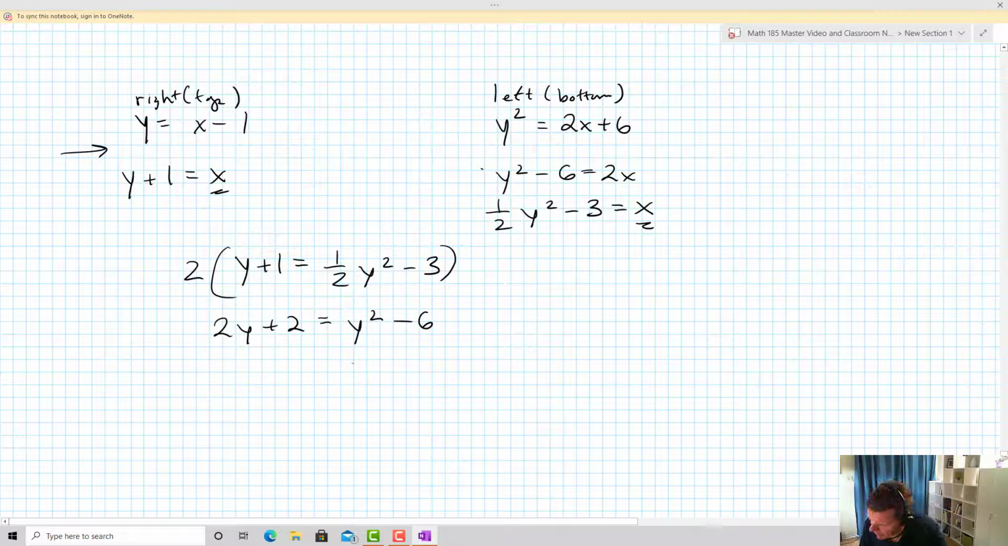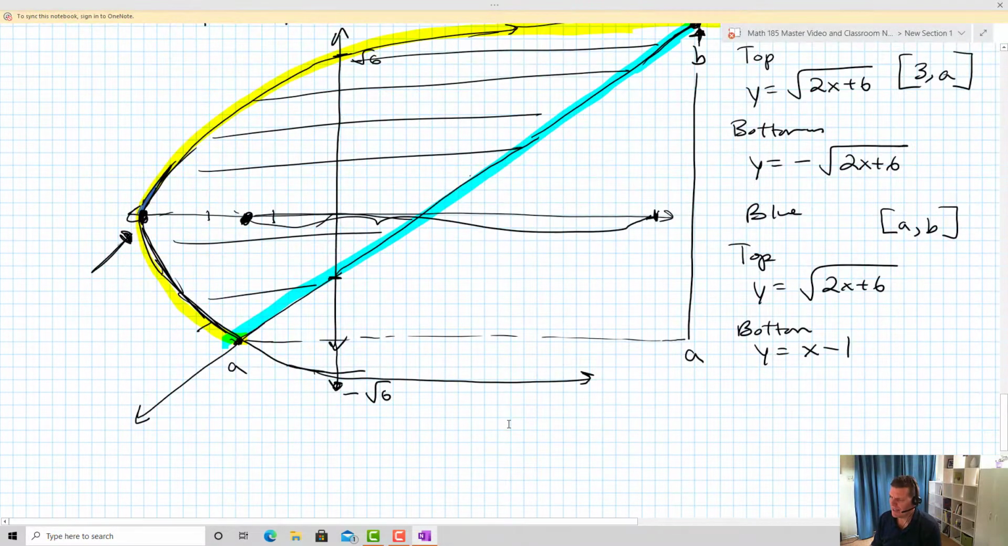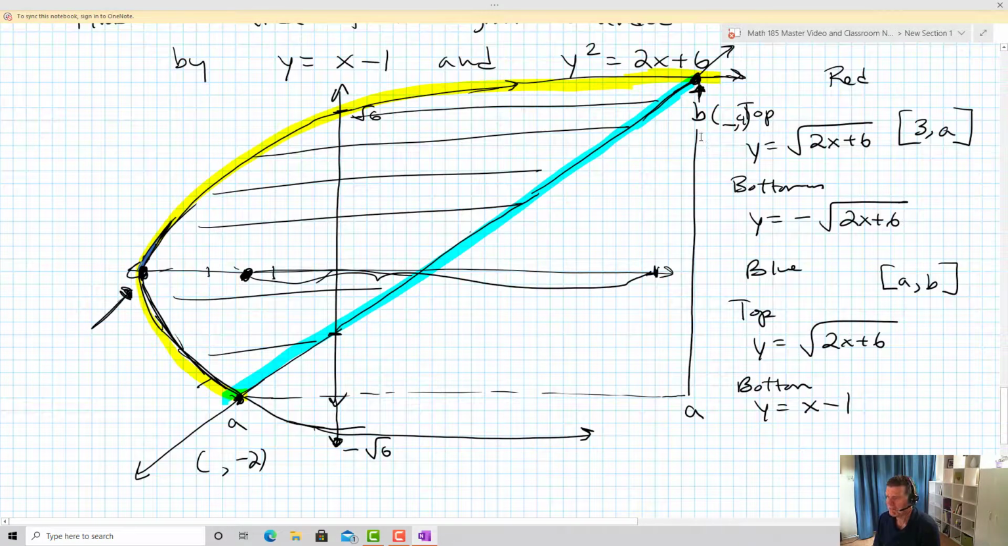Move everything over to one side. I end up with y squared minus 2y minus 8 equals 0. So this is y minus 4 times y plus 2 equals 0. And so y equals -2 and 4. And that's my interval. That's the y value here, something at -2, and the y value up here is something at 4. I don't really care what it is. All I need to know is what that y value is. I don't need to know what the x value is.